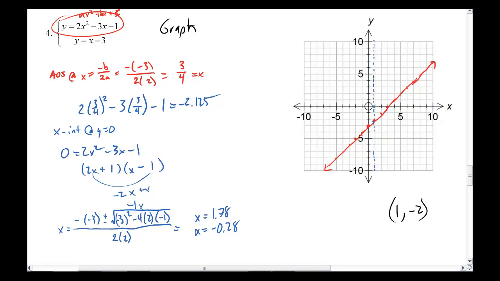So if I put those down, 1.78, so around here, 1.78, and then negative 0.28, which is about a quarter right there. So you can kind of see what this is starting to look like, something like this. Alright. Now I go ahead, I guess I can get my y-intercept as well. So y-intercept at x equals 0, and I put 0 in. I get y equals 2 times 0 squared minus 3 times 0 minus 1, and I get y equals negative 1. So at y equals negative 1, that's my y-intercept.